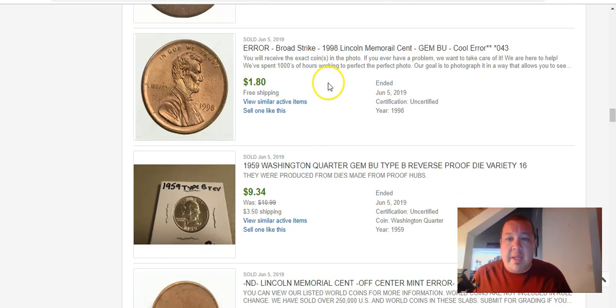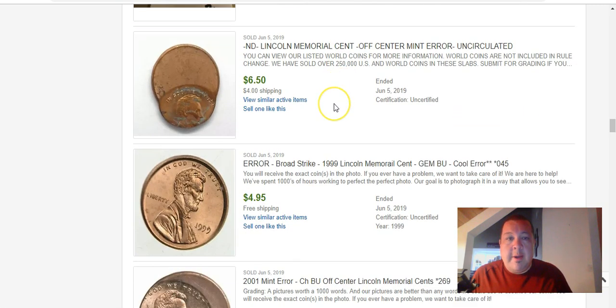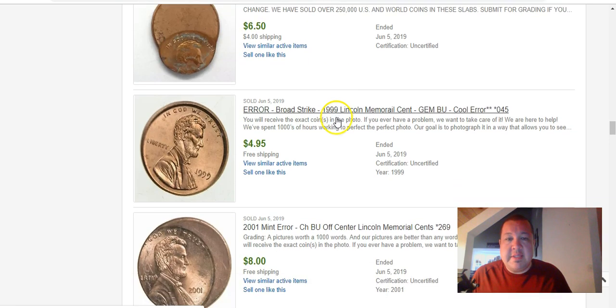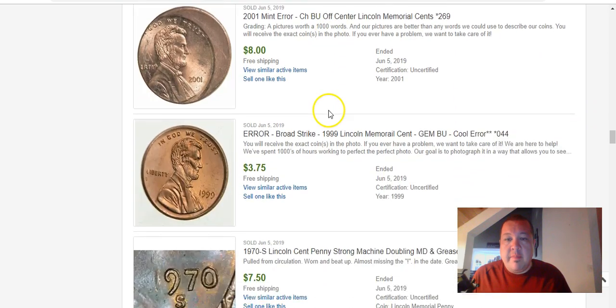A broad strike, which is extremely minor, sold for $1.80. These types of coins right here are an affordable way to get something really nice in terms of errors. Let's see, we'll skip that one. Another off-center, broad strike for $5.